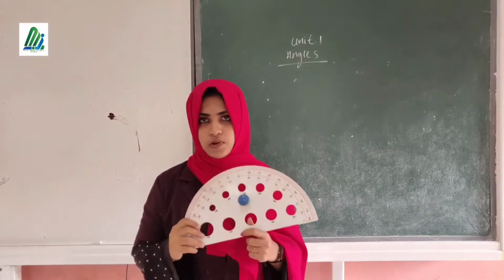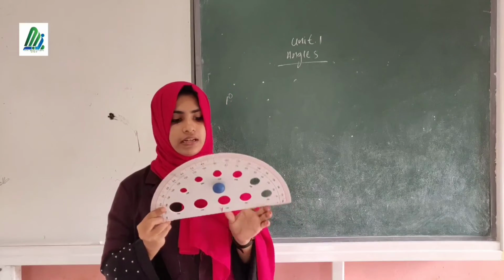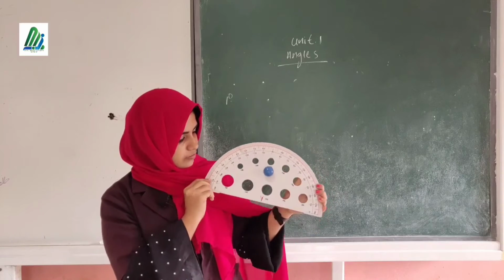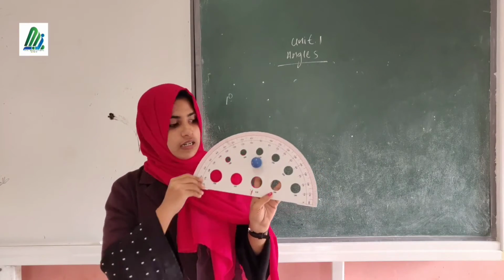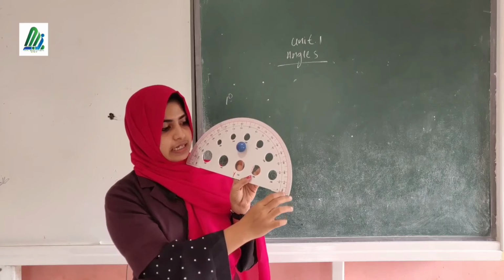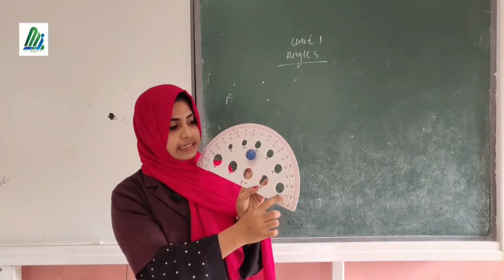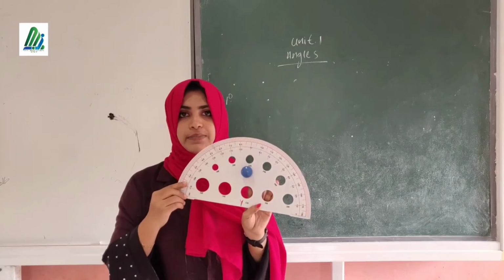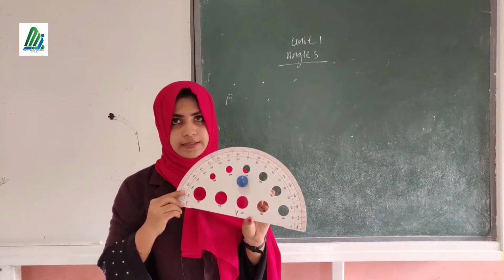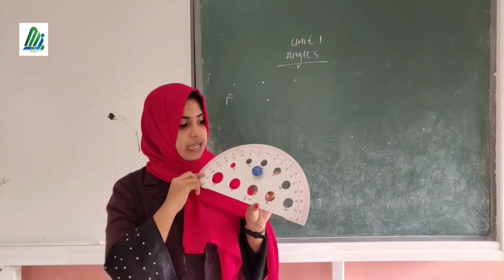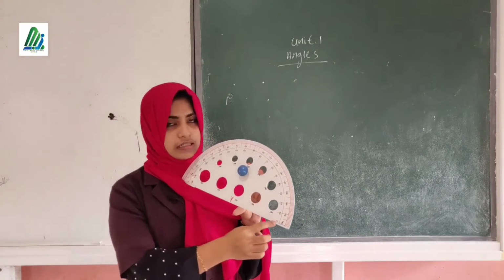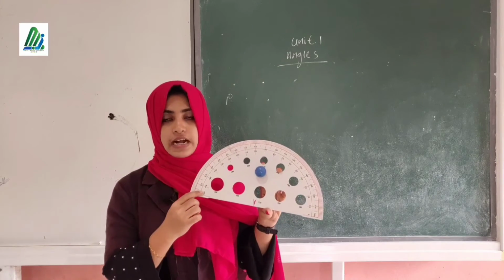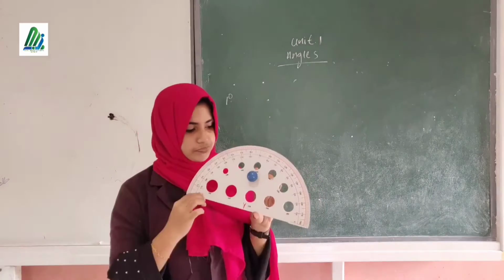So in this protractor, there are so many numbers, from 0 to 180. Can you see the numbers? So here this is 1 degree, and 2 degrees, 3 degrees, and 10, 20, 30. So these numbers are the degree measures of the angle. And here the numbers start from 0 to 180, and also the numbers start from 0 to 180.